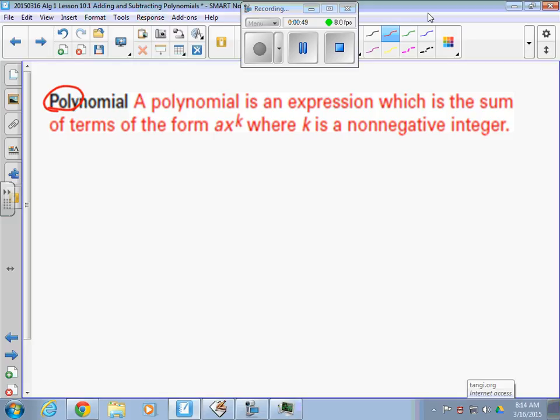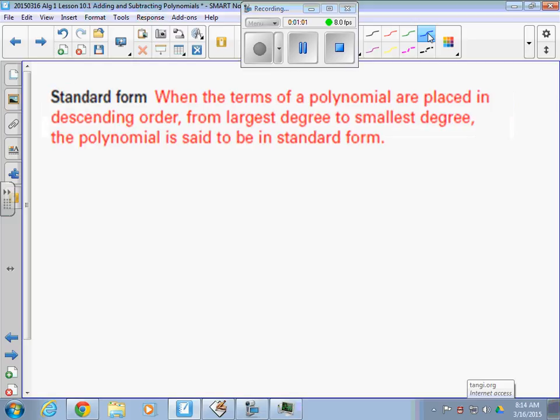Because we know that if you're raising something to a negative exponent, it has to go up or down. It has to ride that elevator. So a polynomial is something with a positive exponent. When something is written in standard form, it is going down. It is descending. This is the key right here. It's descending. That means it's going down, and it's going down based on the degree.